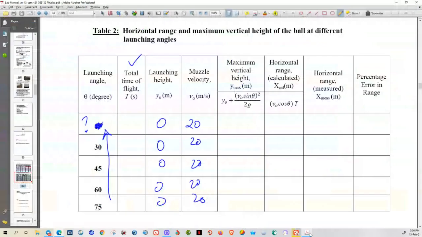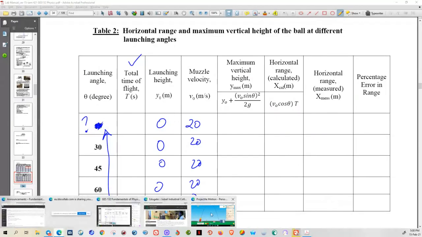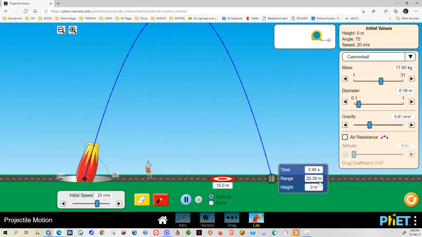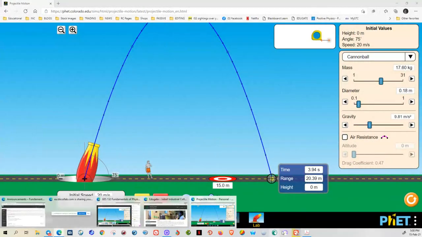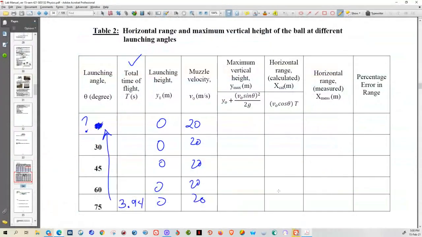3.94 seconds. Go to your data. What's the time of flight? 3.94 seconds. What's the next thing that you have to measure? Horizontal range. Okay, go back to your simulator. What's the horizontal range? 20.39. Let's go back. Horizontal range measured, 20.39. Everything else you have to calculate.